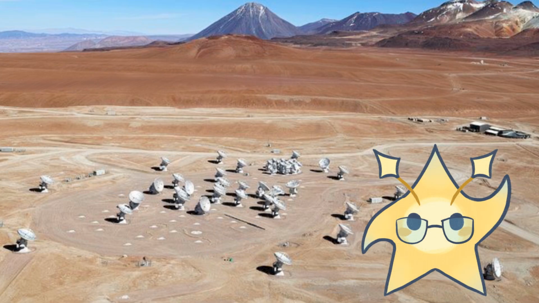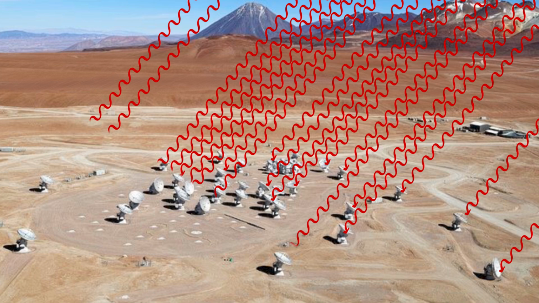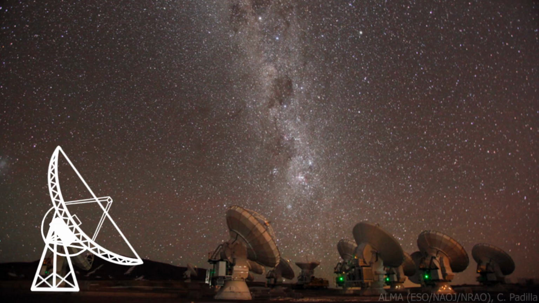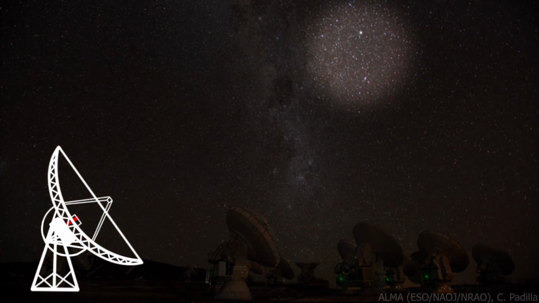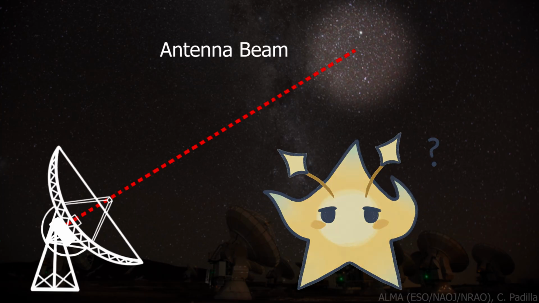But there is another size scale that must be accounted for when dealing with an interferometer, and that is the response of each individual antenna to radiation from the sky. Each antenna is only sensitive to a finite area of sky, with the greatest sensitivity along the axis of the antenna and gradually decreasing away from the axis. This is referred to as the antenna beam. What does this mean and why does it matter?